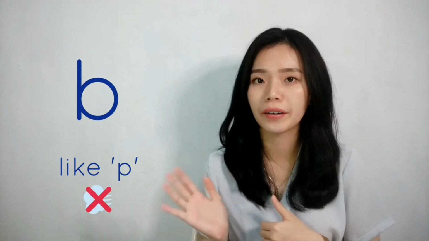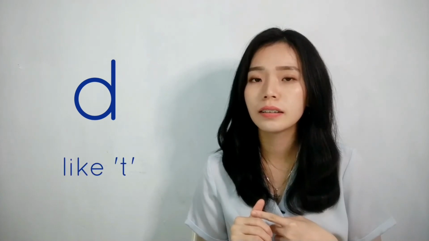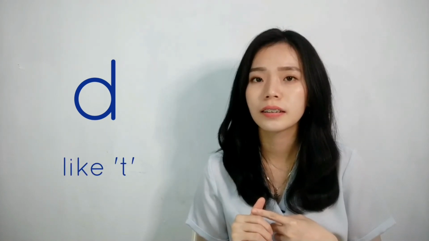Easy, right? For the consonants B, D, and G, we don't pronounce them like in English or in Indonesian. For B, we pronounce it as po, po, po without air. For D, we pronounce it as T, T, T without air. And the last is G, we pronounce it as K, K, K without air. To differentiate P and B, T and D, K and G.